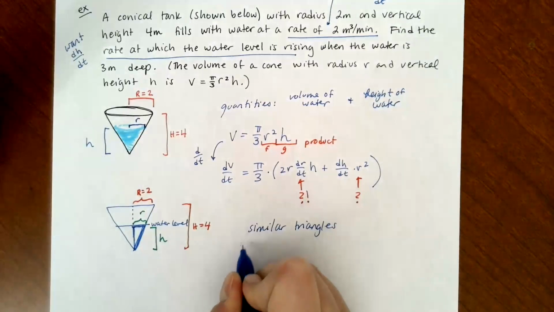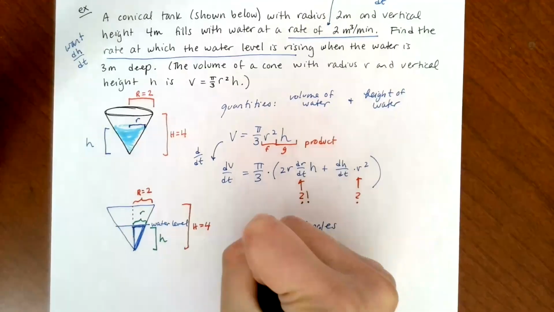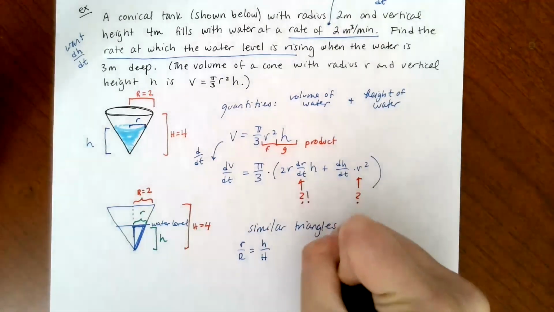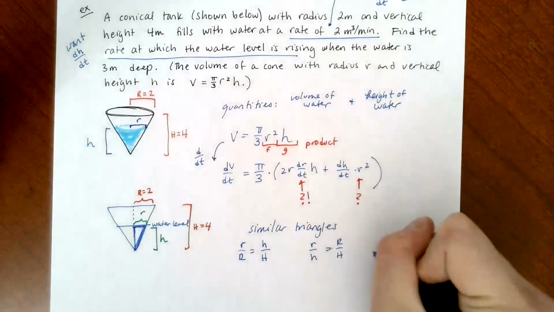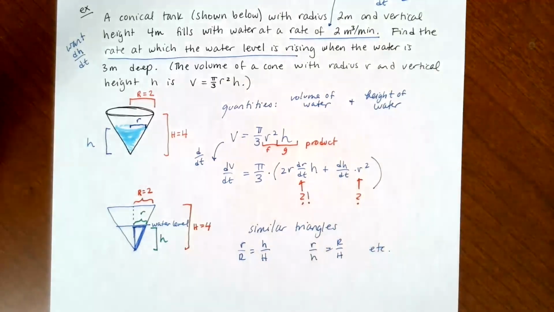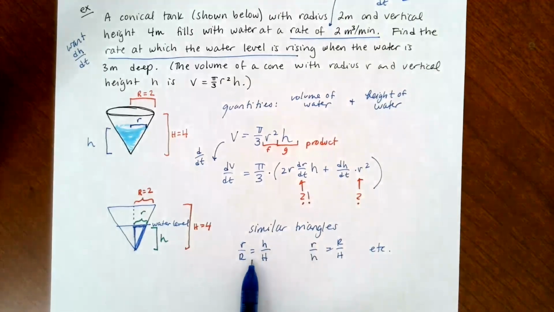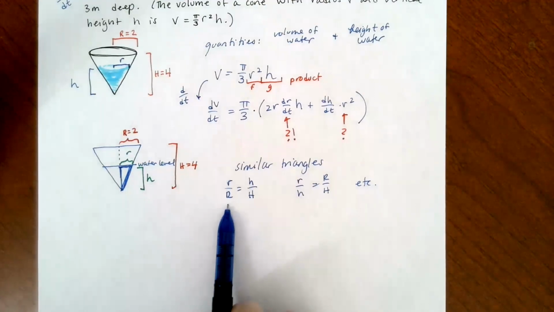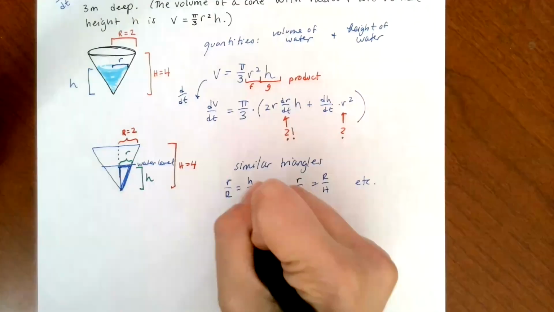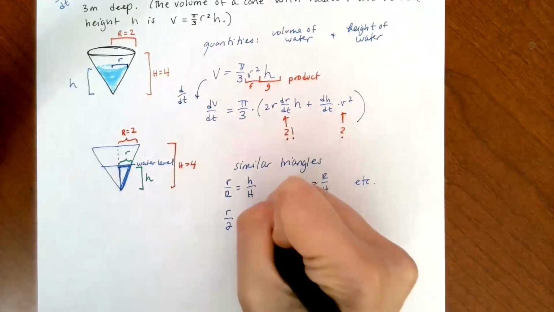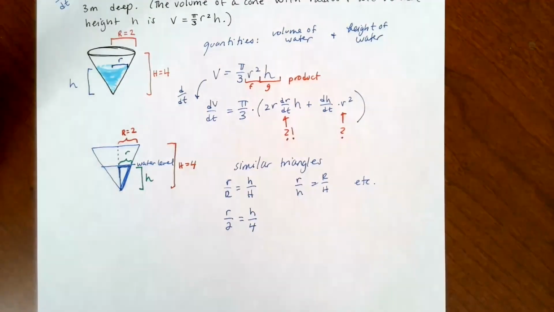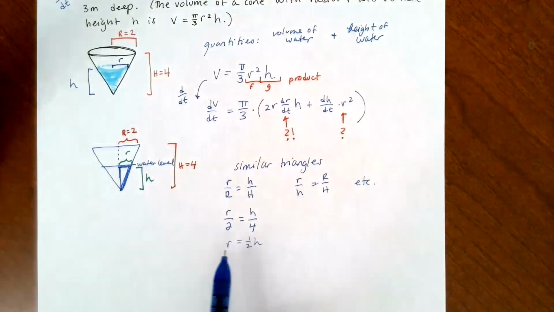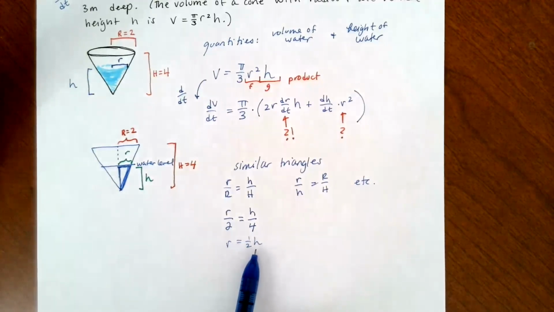We could say little r to big R is the same proportion as little h to big H, or we could say little r to little h is the same as big R to big H. We can match this up a few different ways. I'm going to use the first one, but you can still get away with it if you match it up a different way. So little r to big R: I don't know little r, but I know big R is 2. And then we have little h to big H, which is 4. So I'm just going to times 2 on both sides, and I get that at all times, little r is a half little h.